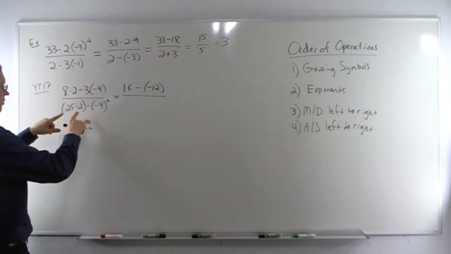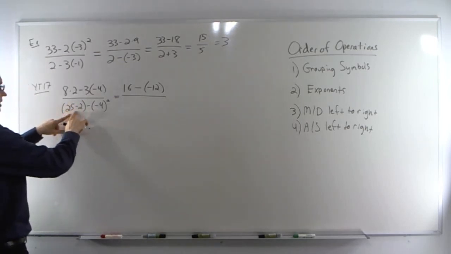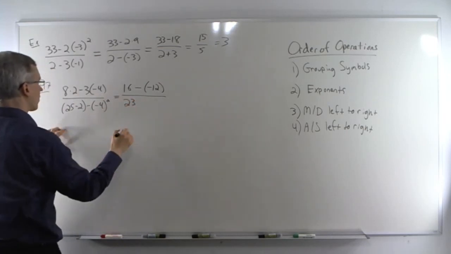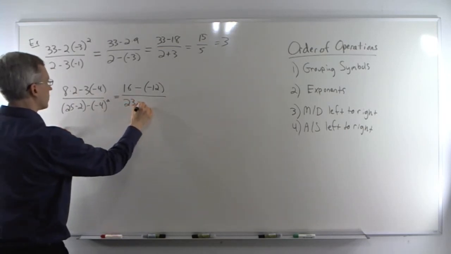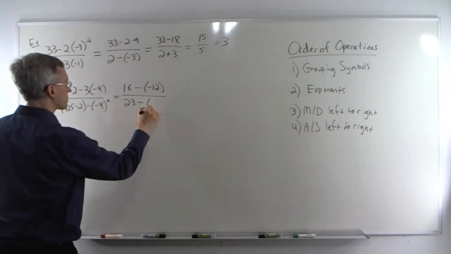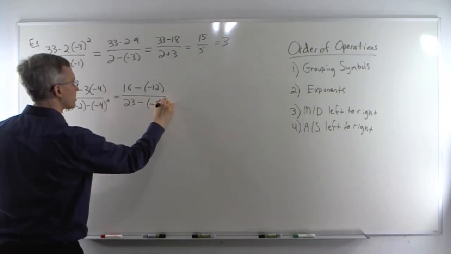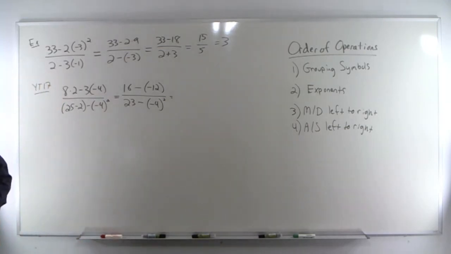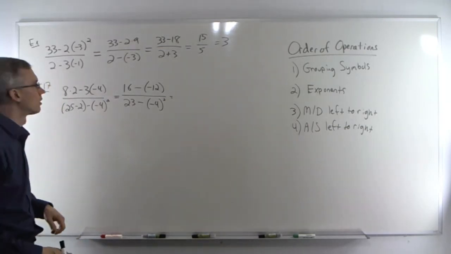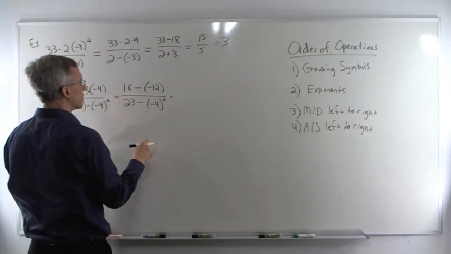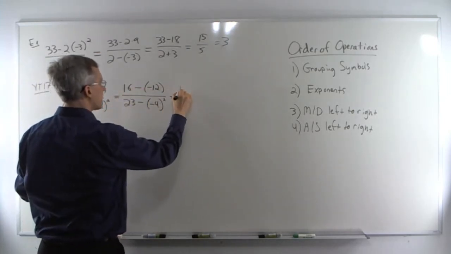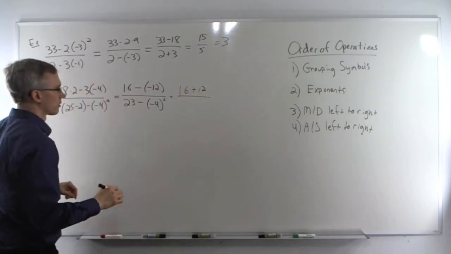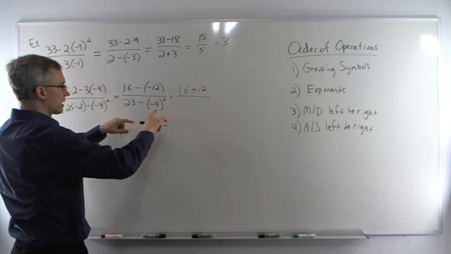And on the bottom, we're going to start with the grouping symbol, 25 minus 2. So that is 3. Minus negative 4 squared. All right, next up, you can convert this to addition or subtracting a negative, so that is the same as adding 16 plus 12. And the bottom, now we're at the exponent stage.